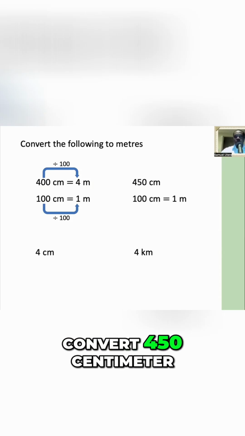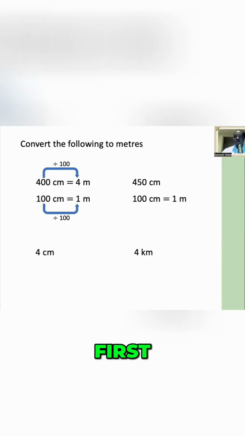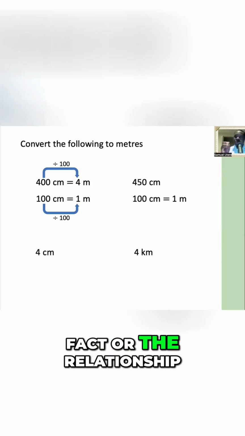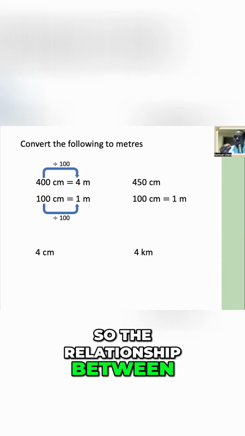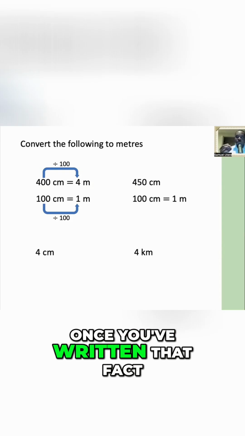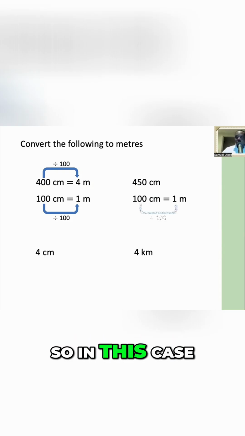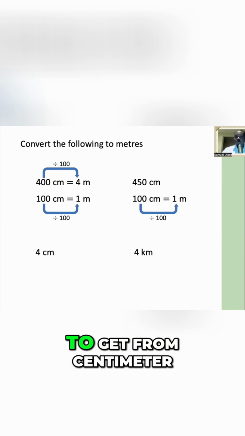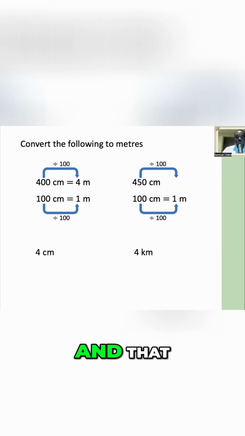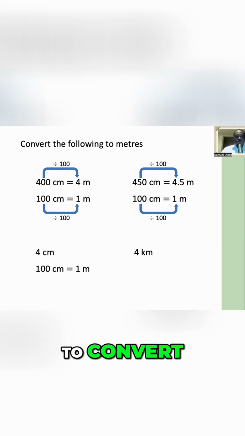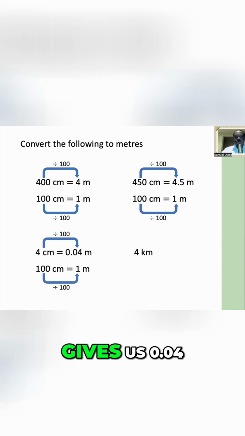If we want to convert 450 centimeter, we're going to use exactly what we know how to do. First, we write down the fact or the relationship that we know that I told you to write down. So the relationship between centimeter and meter. Once you've written that fact, you can then use that fact to answer the question. So in this case, we divide by 100. To get from centimeter to meter, you divide by 100. So we do the same to 450. That gives us 4.5. Here, to convert 4 centimeter to meter, we do the same thing, and that gives us 0.04.